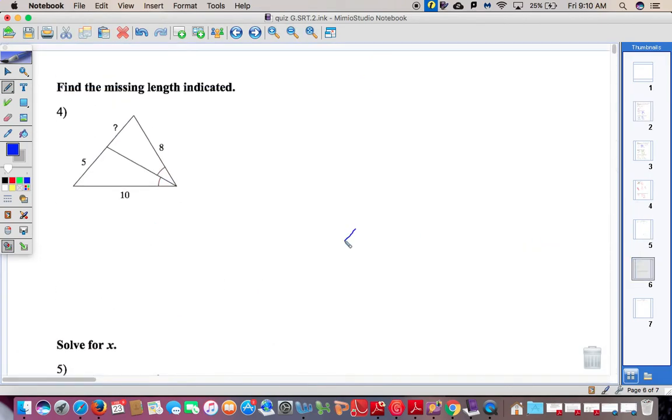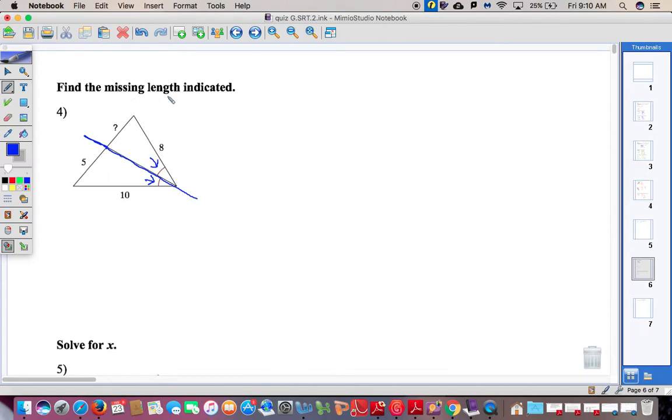Your next problem is using the angle bisector theorem. The angle bisector theorem tells us that when an angle is bisected, which we have indicated right here because these two smaller angles are congruent to each other, we know this must be the angle bisector.